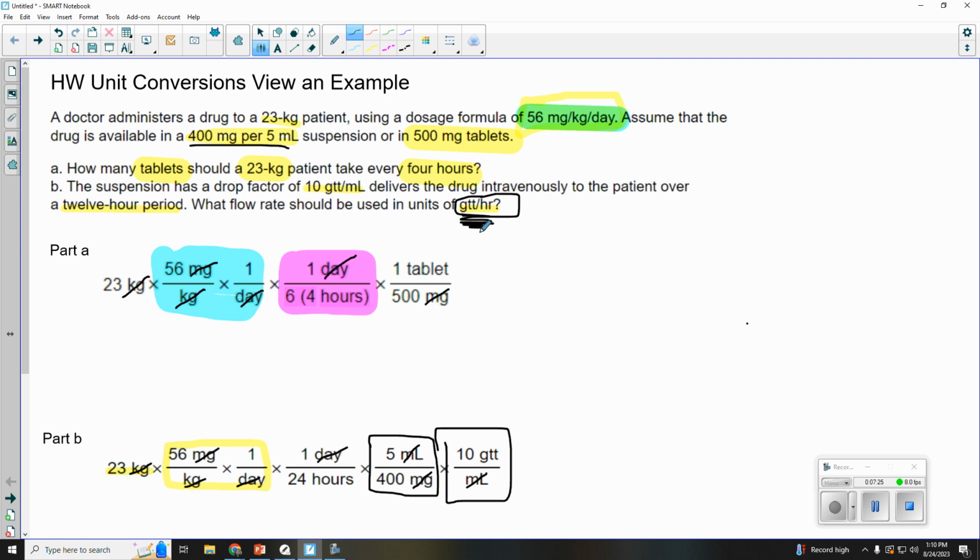And once you know that you have the right units, the only thing left to do is to multiply everything on top. So we would multiply the 23 times the 56 times the 1 times the 1 times the 5 times the 10. Multiply all those numbers together and write that here. And then we would come back and multiply the 24 and the 400 together. And then you take those two numbers and divide them. So once you have it set up, it's the same way as we've been doing it in all of our other problems.